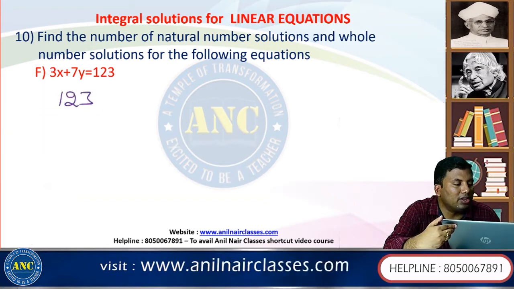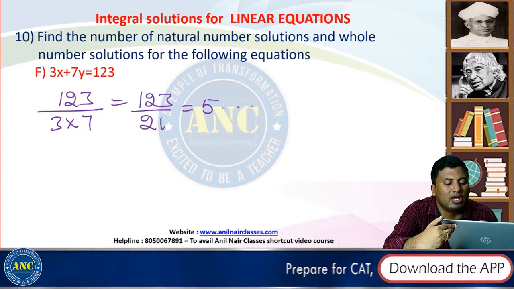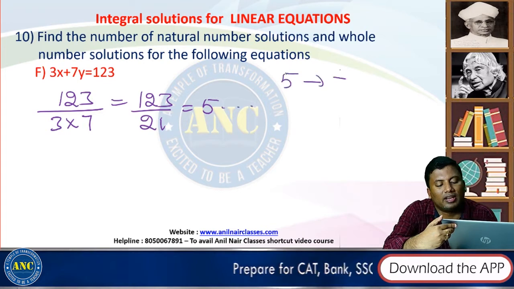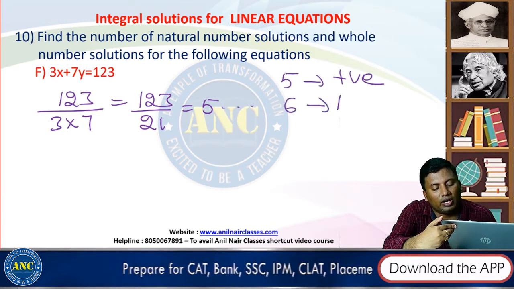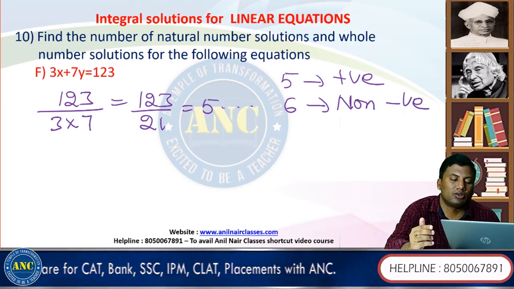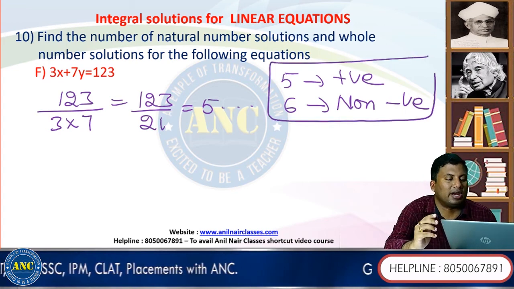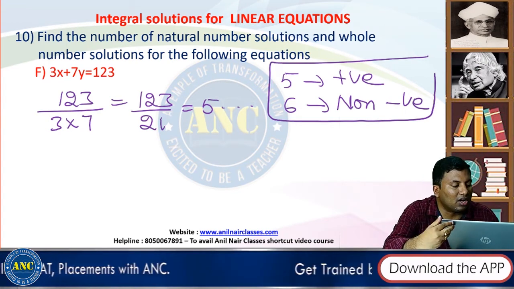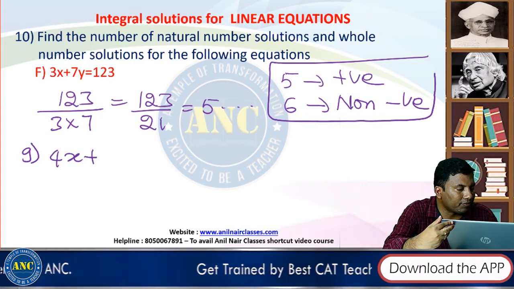K by a into b, 123 by 3 into 7. 123 by 21 is 5 point something. Ignore the decimal. 5 is nothing but the positive integral solution. Add 1 to it. 6 is nothing but the non-negative integral solution. Directly you got 5 positive, 6 non-negative. Let me take another exam replica question.